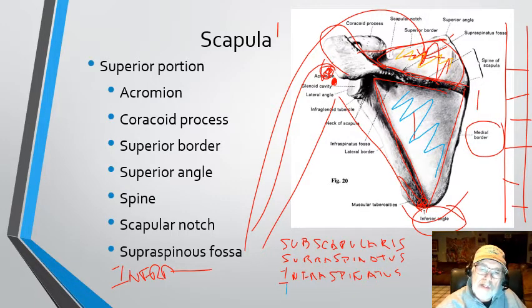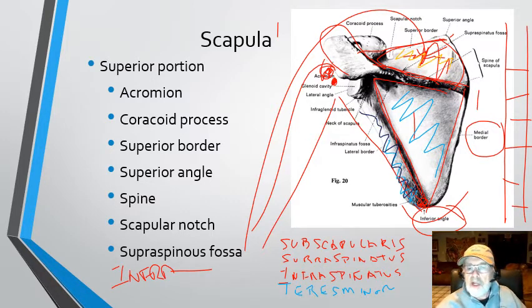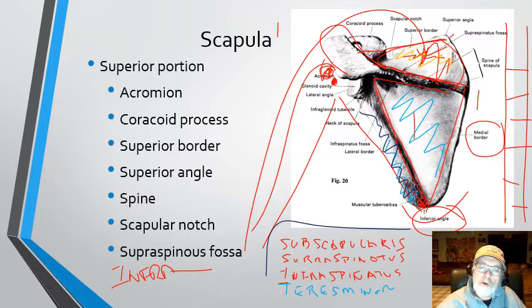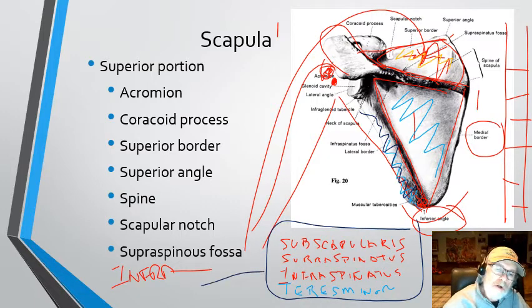And then I have my teres. Ah, darn it, I should have done that in red. That's okay. Teres minor. Two words. And that's down here. So that would be down in this area. I'll do that one dark blue, down in this area right here. The reason why those four muscles are important, those muscles are called the rotator cuff.